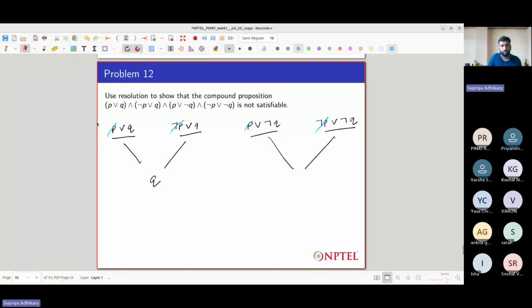Still combining, the conjunction of this over here, and similarly here the conjunction should remove this P negation and give us negation Q. And negation of that Q gives the false sign. Using the resolution, it is not satisfied.